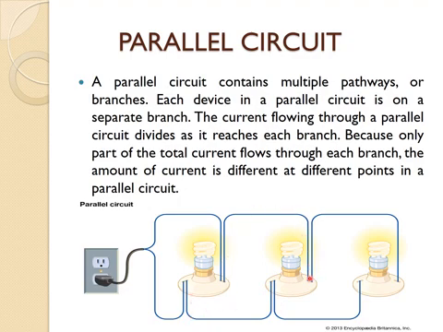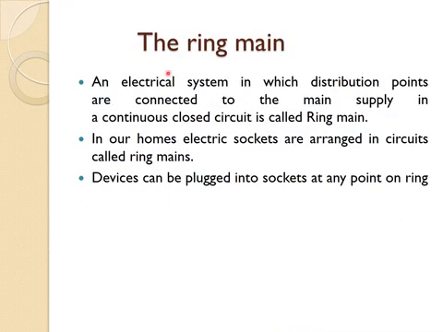Then is our main topic, that is the ring main. What is the ring main? An electrical system in which distribution points are connected to the main supply in a continuous closed circuit is called a ring main. In our homes, electric sockets are arranged in circuits called ring mains. Devices can be plugged into a socket at any point on the ring.